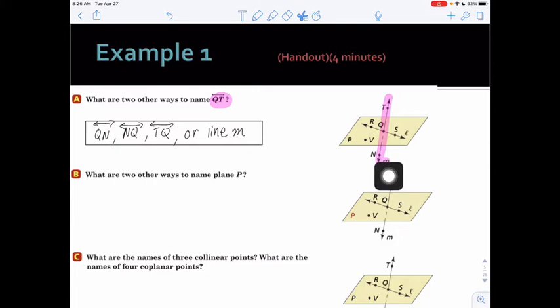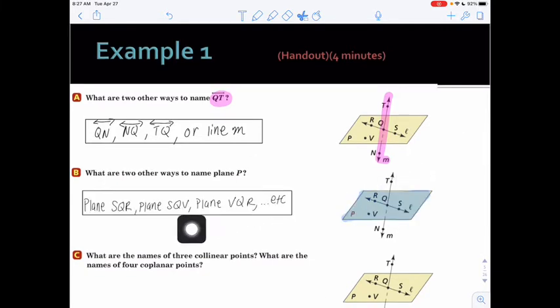We also have the point N, so we can use line QN, we can use line NQ, we could choose line TQ instead of QT, or we have the lowercase letter m, so we could say line m. Any of these would be good options. It didn't really ask for 2, but I wanted to list some extra ones in case these are the ones you first saw. For part B, we have: what are 2 other ways to name plane P?